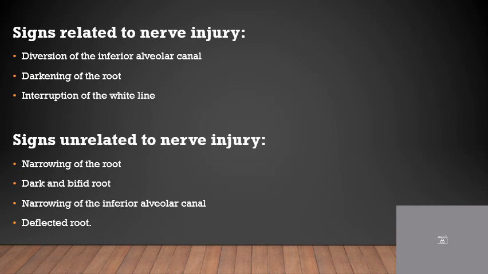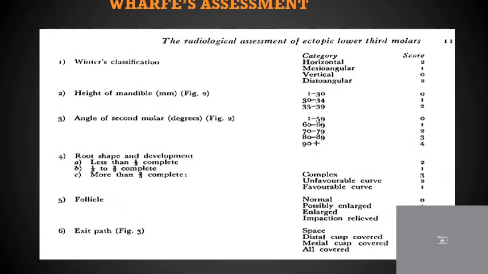Signs related to nerve injury are diversion of the inferior canal, darkening of the root, and interruption of the white line. Signs unrelated to nerve injury are narrowing of the root, darkening of the root, narrowing of the inferior canal, and deflection of the root. So based on these things, the second is the assessment by the system, which includes Winter's classification, height of the mandible, angle of the second molar, the root, and the depth and height of the follicle of the tooth.